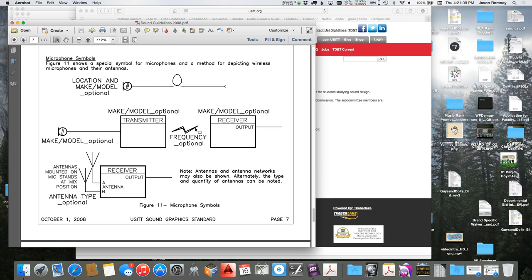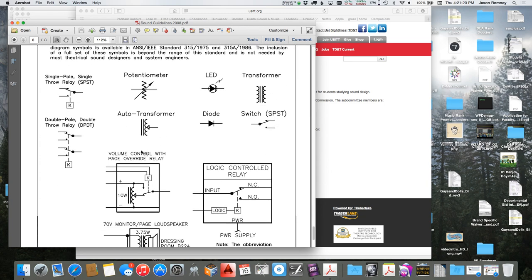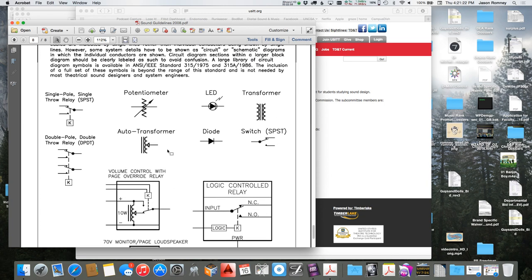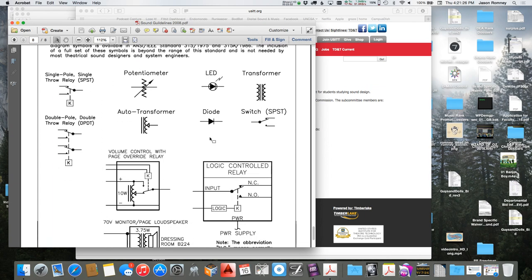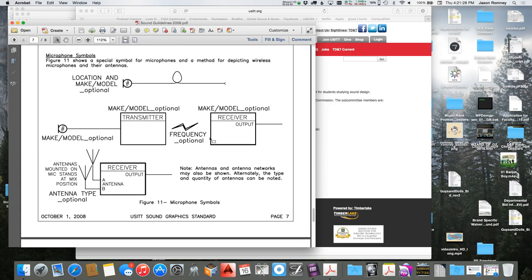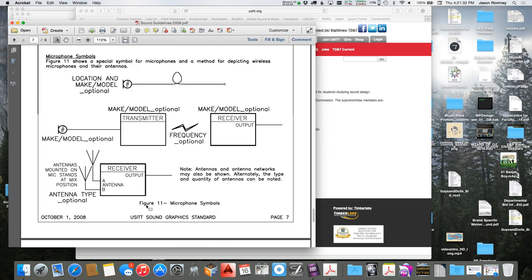This little symbol is just something that we came up with to indicate the wireless signal. And then if you want, you can put the frequency here that it's going to operate on. That's pretty much it. And then we just included some standard ANSI or IEEE symbols for different electrical components, which you might find useful if you're doing a more complicated control diagram. You might not need them very often.